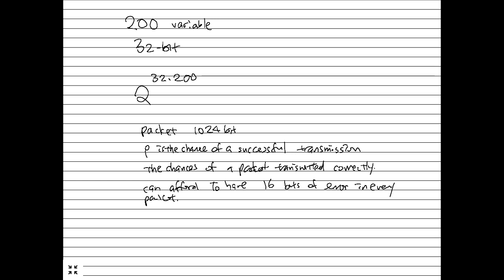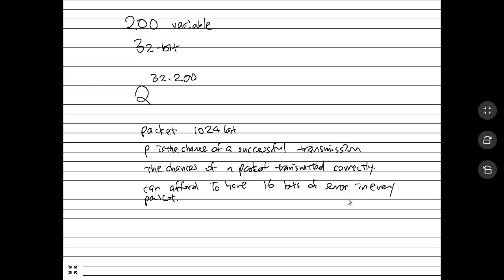All right. So what we'll do is to revisit the question first. So every packet has 1024 bits, 1 kilobit. P is the chance or probability of a successful transmission. In other words, a one that is transmitted is received as a one. The chances of a packet transmitted correctly. So we are interested in a packet being transmitted correctly, and we can afford to have up to 16 bits of error in every packet.